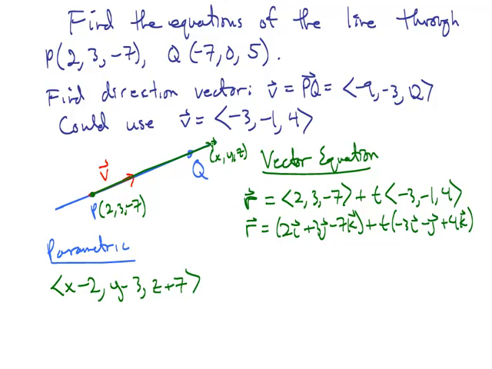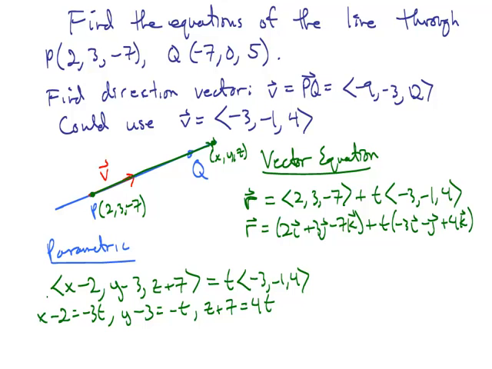And that vector could be formed by taking a scalar multiple of this direction vector v. That's equal to t times v, which we are using (-3, -1, 4). So equating components here, I have that x minus 2 equals -3t, y minus 3 equals -t, and z plus 7 is equal to 4t. Solving for x, y, and z here, I have x equals 2 minus 3t, y equals 3 minus t, z equals -7 plus 4t. Those are the parametric equations.